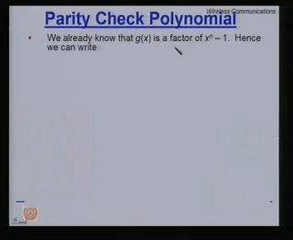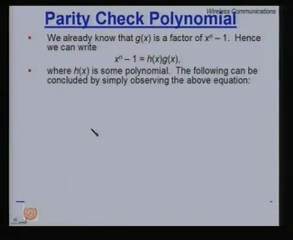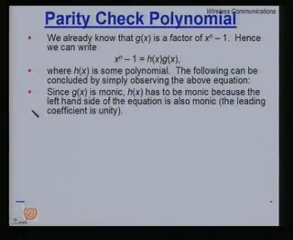So, we already know that g of x is a factor of x^n minus 1. Hence, you can write x^n minus 1 is equal to h of x times g of x. It is a factor after all. Now, h of x is some polynomial, it is kind of a dual. So, the following can be concluded simply by observing the above equation.